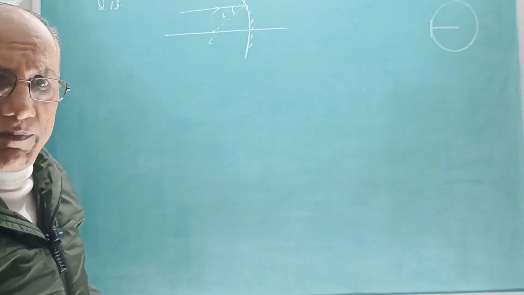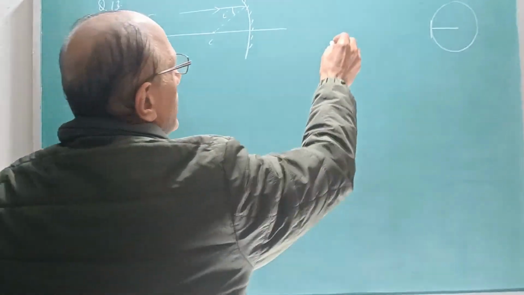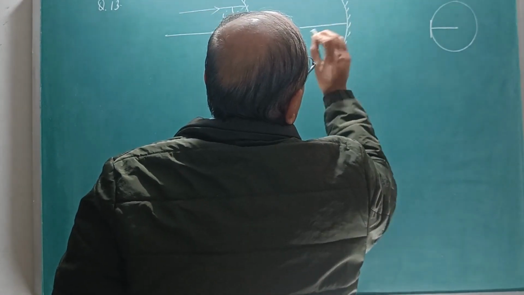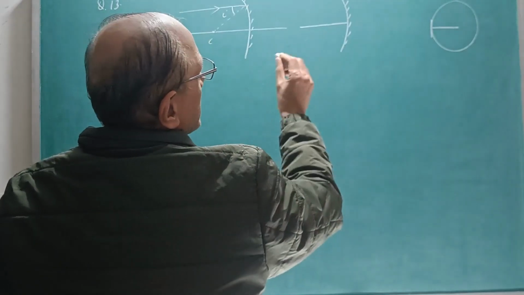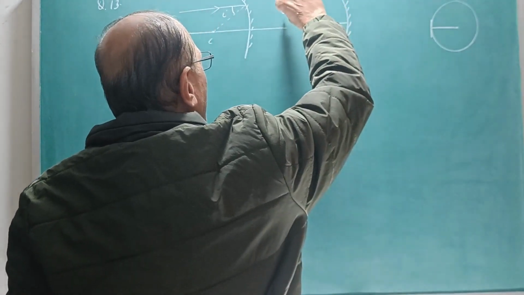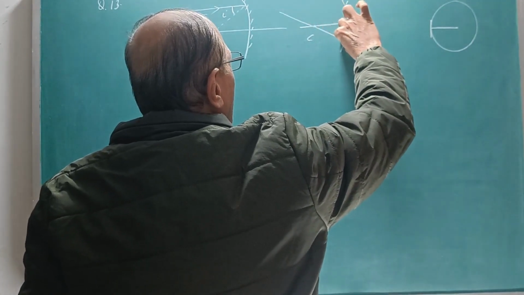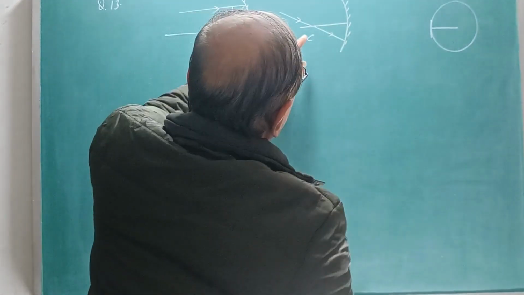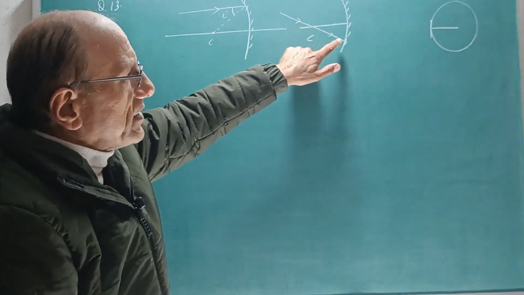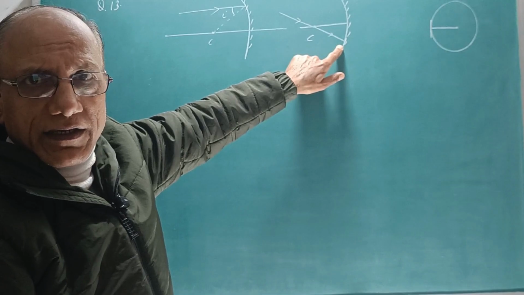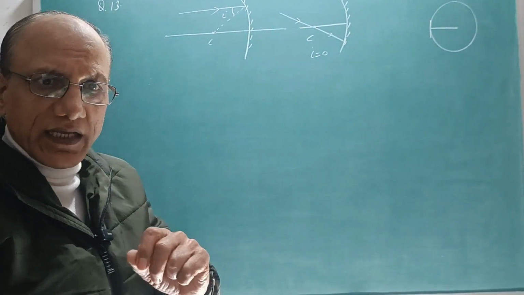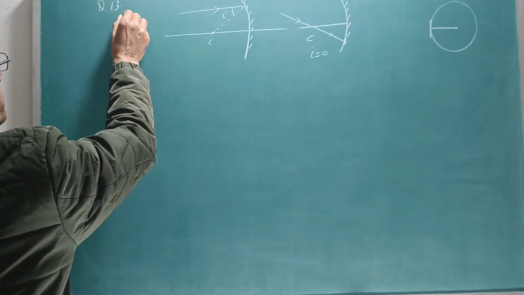Option B, a ray passing through the center of curvature. So this is the mirror, this is the principal axis, and this is the center of curvature. If any ray is passing through the center of curvature, that means the ray itself is along a radius, so it is perpendicular to the surface. That means the normal and the incident ray are coincident, they are overlapping. So at that time i equals 0. So the answer is option B.